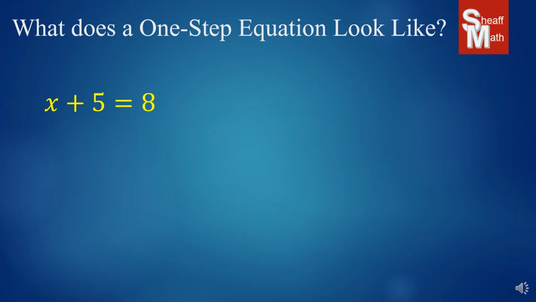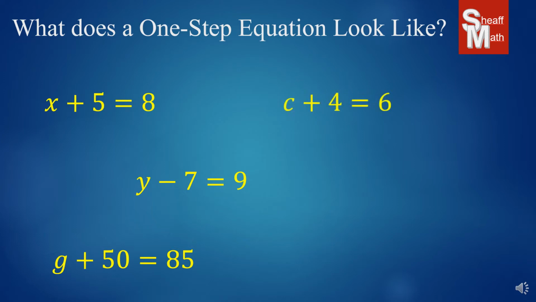Now, one-step equations come in all shapes and sizes. Some have minuses, some have different letters. Sometimes the letter, that variable, is on the right side, and sometimes we're dealing with negatives too.